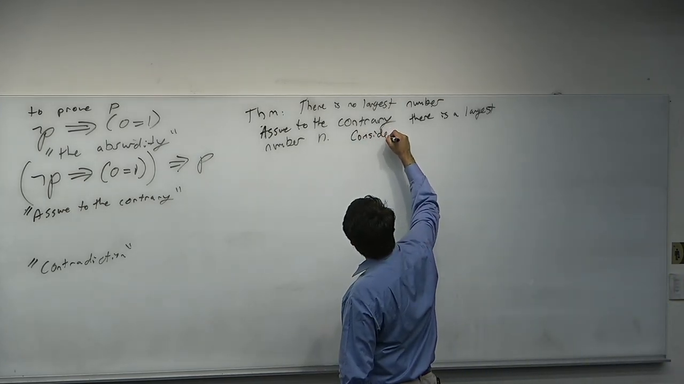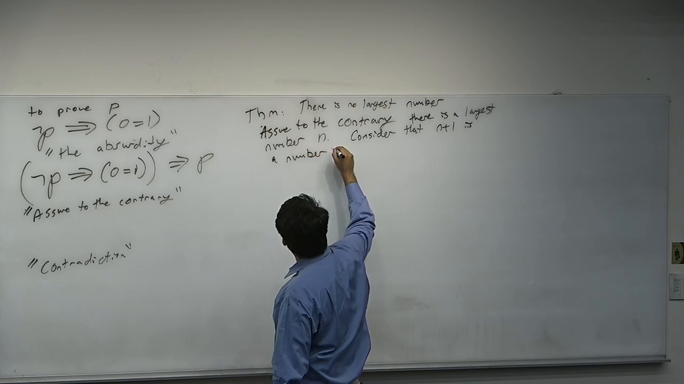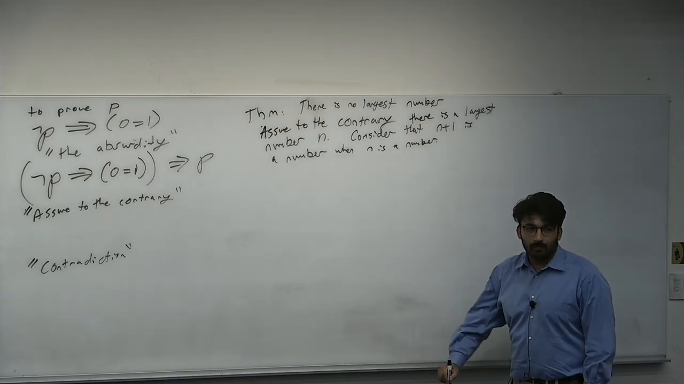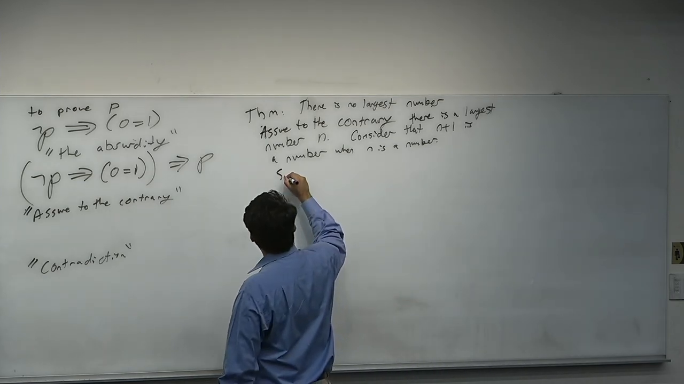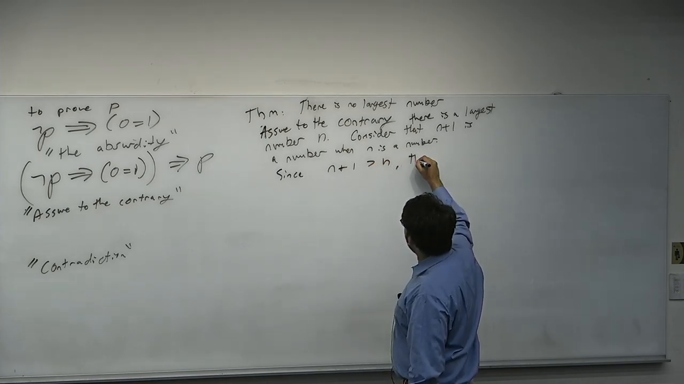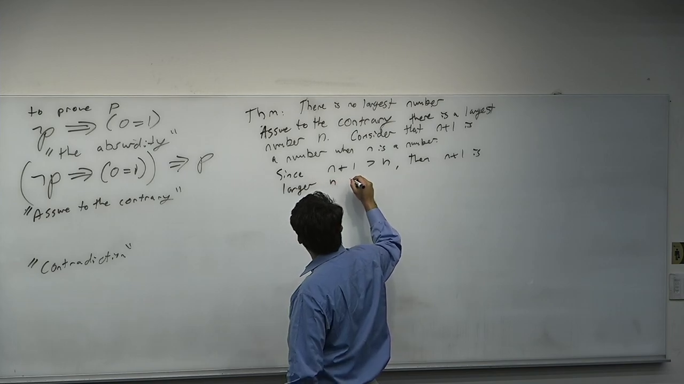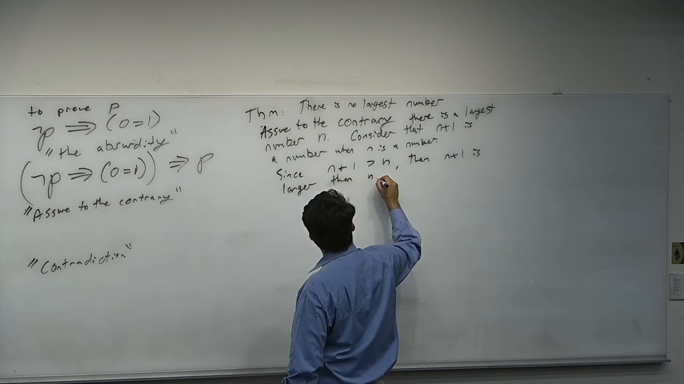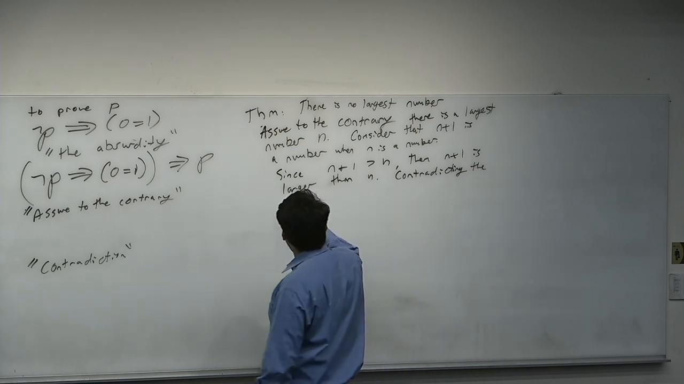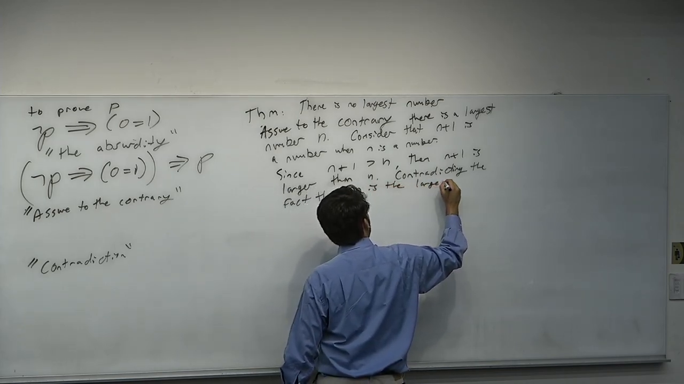Consider that n plus 1 is a number when n is a number. So n plus 1 is a number when n is a number. Since n plus 1 is greater than n, then n plus 1 is larger than n, contradicting the fact that n is the largest number.